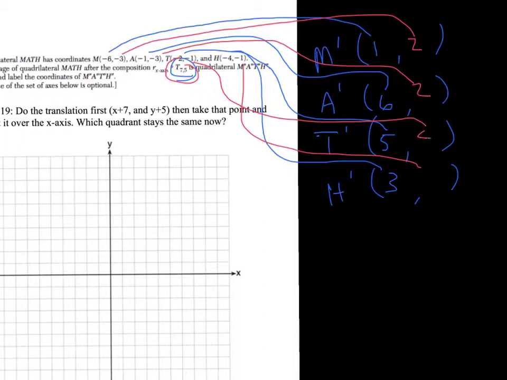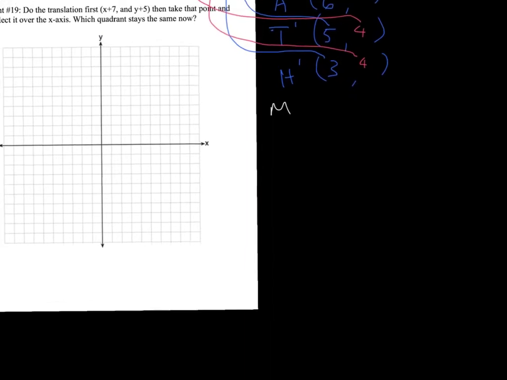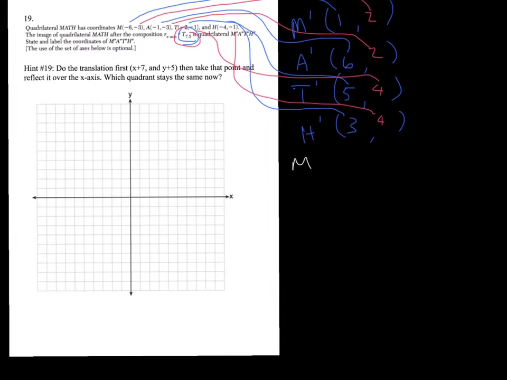Negative 1, if I'm adding 5 to it, gives me 4 for both. All right, that's the first part of it. Now we have to reflect over the x-axis. When you reflect over the x-axis, you're going to get four new points. Reflecting over the x-axis, it's the x-coordinate that stays the same and the y that changes.